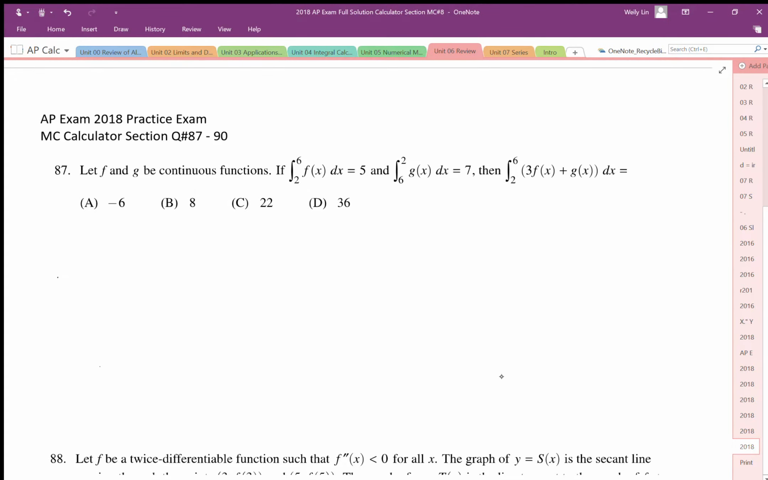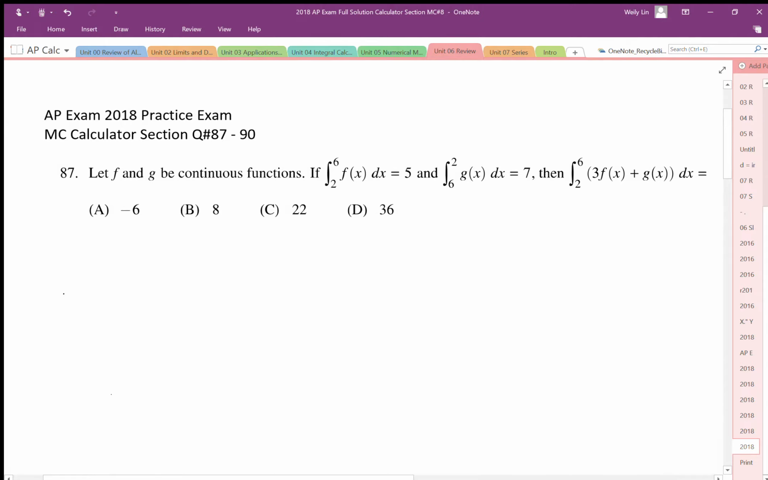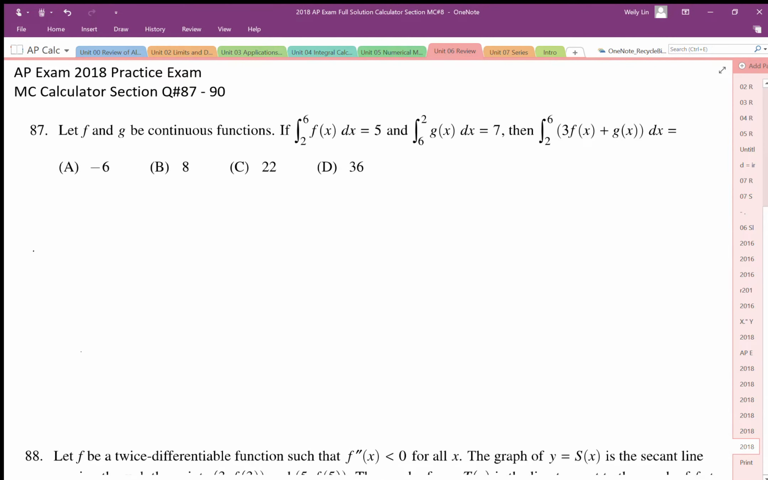So question number 87 says, let f and g be continuous functions, and it says that the integral from 2 to 6 of f of x equals 5, the integral from 6 to 2 of g is equal to 7, and you're being asked to find the integral from 2 to 6 of this composite function, this combined function. One thing important to note is that the integral bounds are reversed here and here. We're going to find integral bounds from 2 to 6, so we need to convert this into integral bounds from 2 to 6.